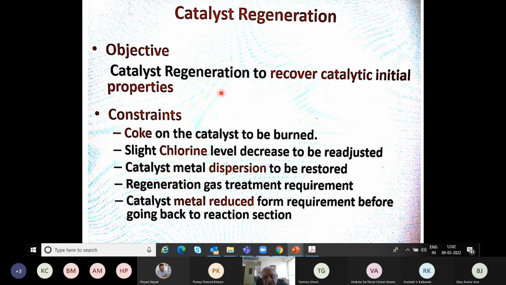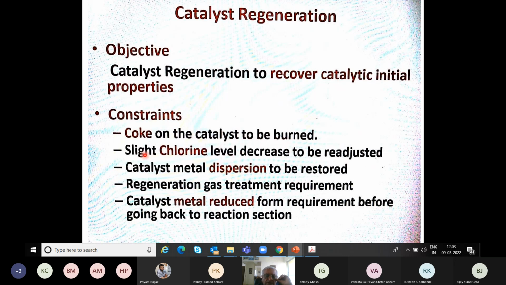Coming on to the catalyst regeneration, this is actually the heart of catalytic reforming, because unless you are able to regenerate the catalyst, you are not able to use this catalyst on a continuous basis. I mean, say in an SR reformer, after 1 year, you have to regenerate the catalyst, while in CCR reformers, you have to regenerate the catalyst continuously, right? So what we do here is catalyst regeneration to recover the catalyst's initial properties. And basically, what we try to do is burn off the coke on the catalyst.